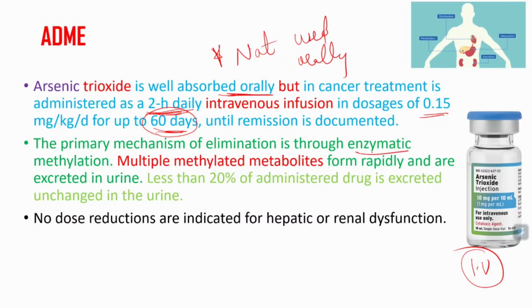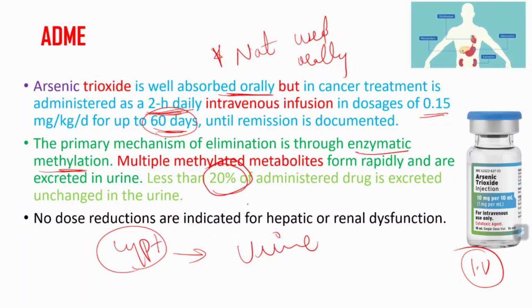It is metabolized by enzymatic methylation. Cytochrome P450 enzymes will cause methylation, and the methylated compound will be rapidly excreted through urine. Okay, cytochrome P450 enzymes cause methylation. The methylated compounds will be excreted through urine. Okay, and remember, up to 20% of the compound which is excreted is in unchanged form.